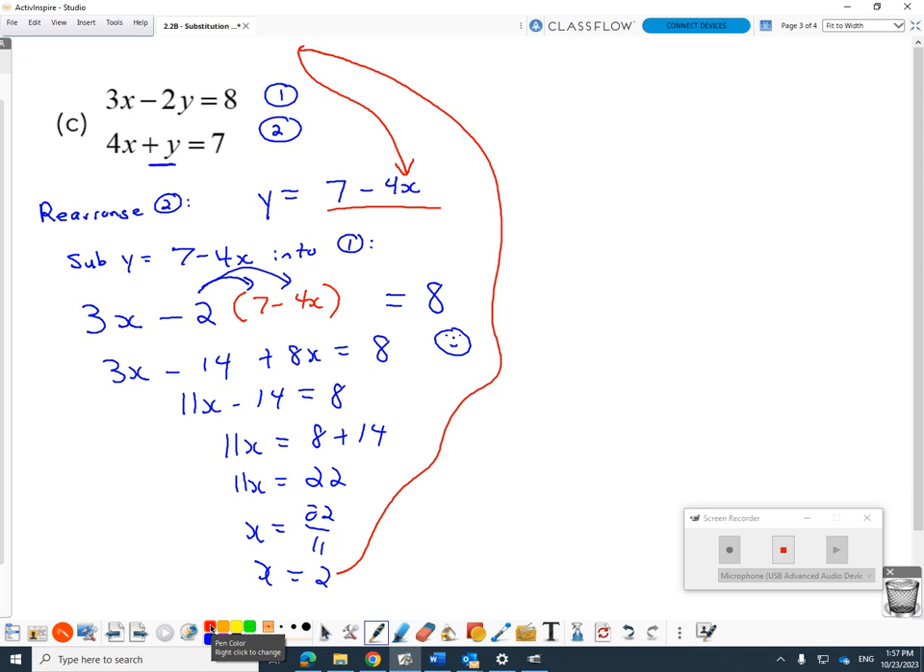You don't have to write them. Sub x equals 2 into y equals 7 minus 4x. I said 4 and wrote 7. Silly Mr. Todd. I'm going to do what I did in the last one. If you're still having trouble with substitution, watch, here's substitution in a nutshell. I'm going to rewrite that equation. Y equals 7 minus 4.